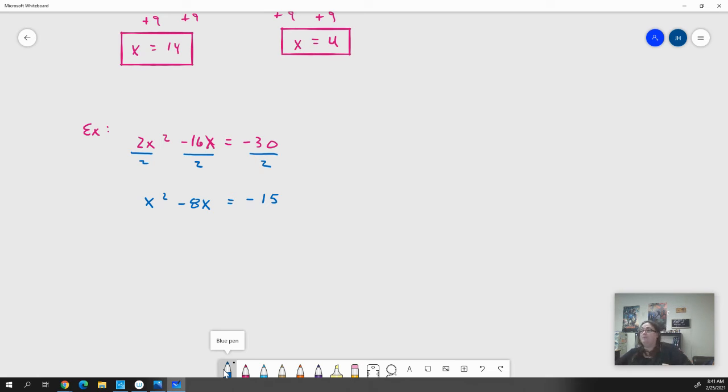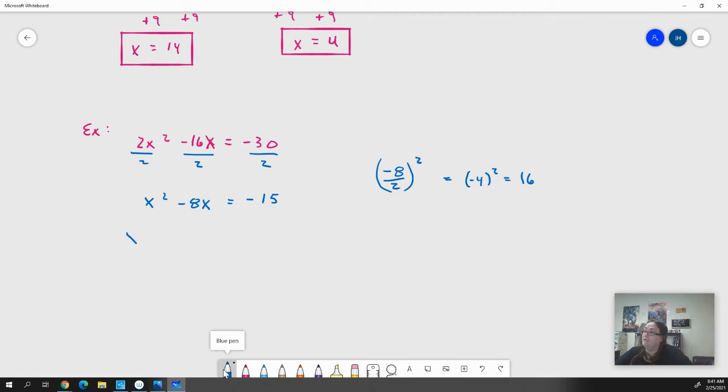And now we're going to go back and start the next step of completing the square. We're going to take half of our b term. Our b term is always what's in front of just x. So we're going to take negative 8 and divide it by 2, half of our b term, and then we're going to square it. Negative 8 divided by 2 is just negative 4, and when we square that, we get positive 16.